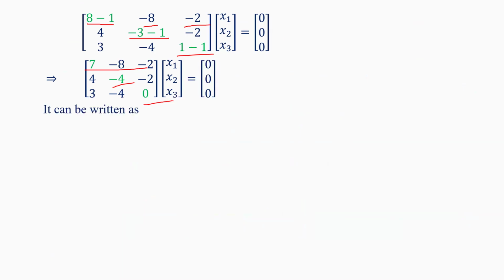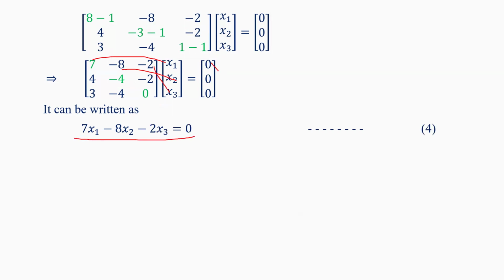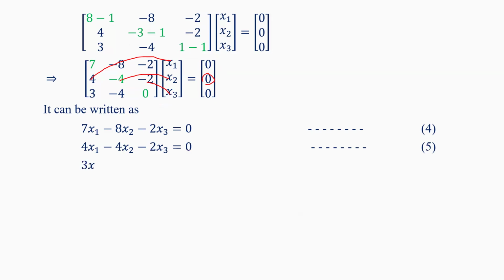Now let us write all these things in the form of equations. How to write it? Very simple. 7x1 minus 8x2 minus 2x3 is equal to 0. Similarly, the second equation, 4x1 minus 4x2 minus 2x3 is equal to 0. Third equation, 3x1 minus 4x2 plus 0x3 is equal to 0.